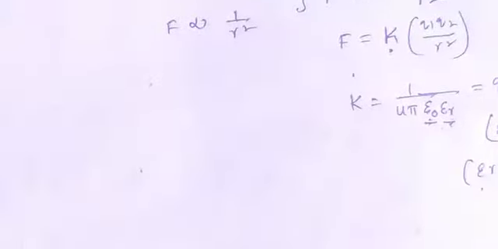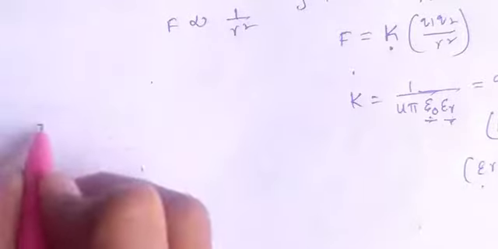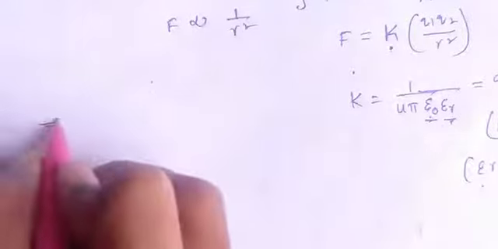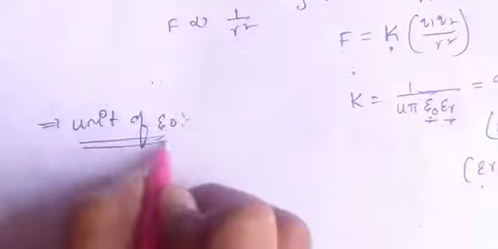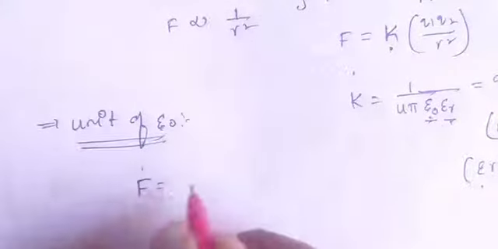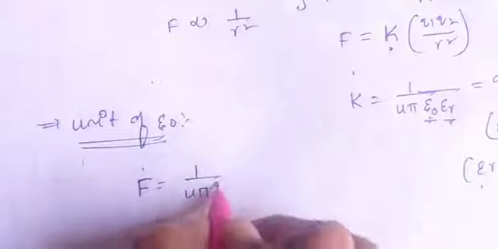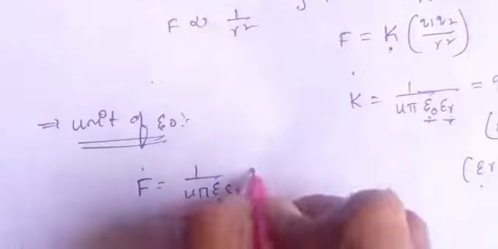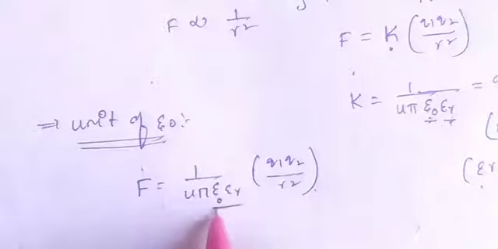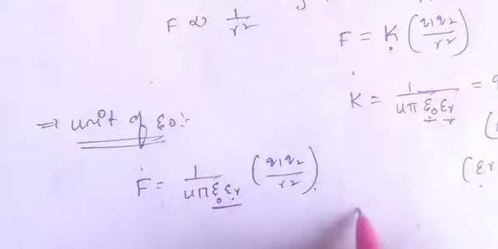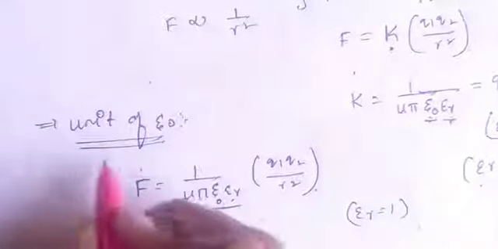Okay, so here we want to get the units for epsilon naught and epsilon. The units of the permittivity of epsilon naught: here we have F is equal to 1 by 4 pi epsilon naught epsilon r, q1 q2 by r square. Here, epsilon naught and epsilon r: when we take the air media, epsilon r becomes 1. So epsilon r is equal to 1 if we are considering the air media.